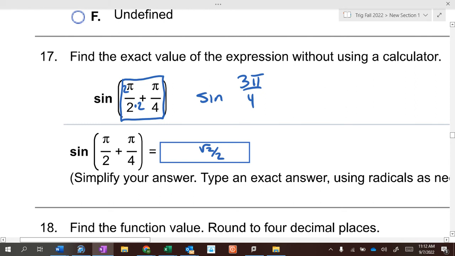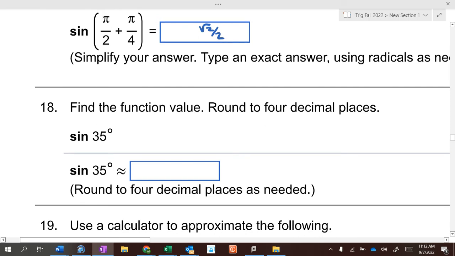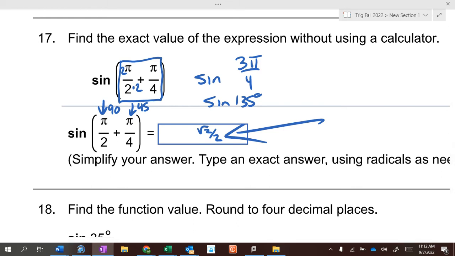We can make pi over 2 into 90 degrees. We can make pi over 4 into 45 degrees, add them together, so it's a sine of 135 degrees, and just do that. You know what? Your calculator ain't going to give you square root 2 over 2. It's going to give you 0.8660. No, some other decimal. 0.8660 is square root of 3 over 2. Sorry.